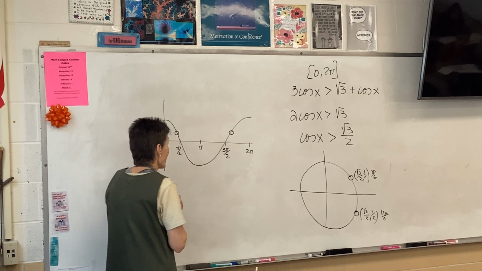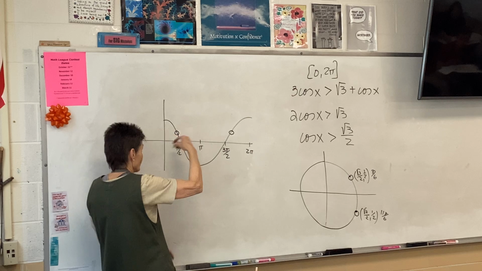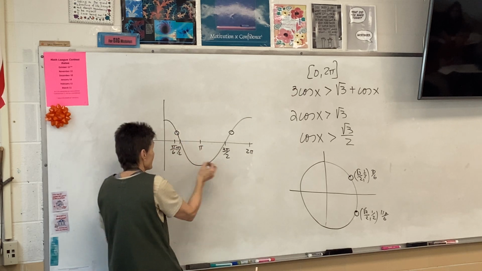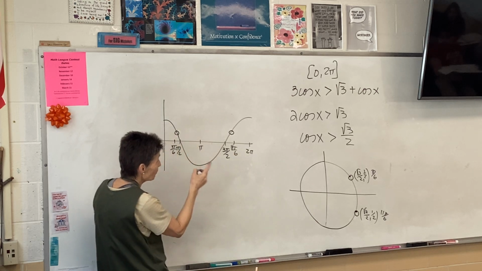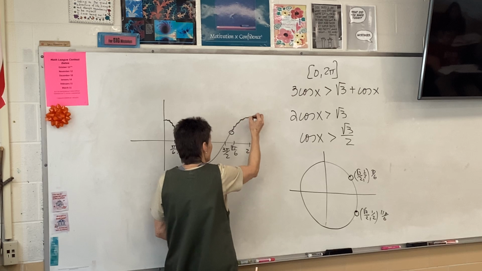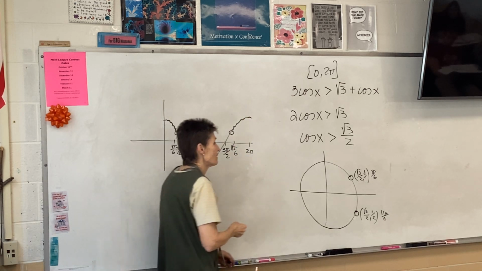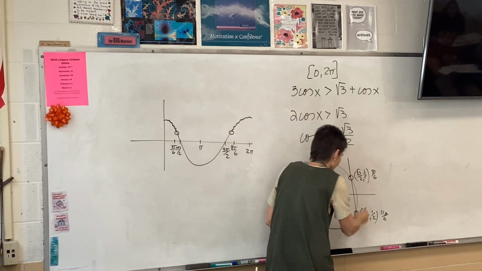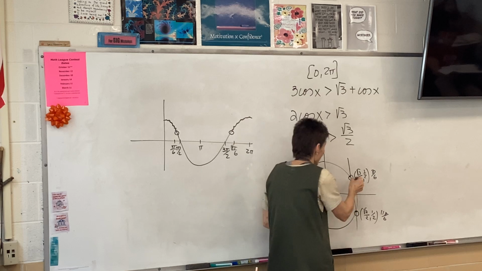So if I am graphing on my regular cosine curve, here's pi over 6, here's 11 pi over 6, and I want to be greater than that, so I'm talking about this and this, would you agree with me? Or, if I'm looking at my unit circle, cosine x, I'm looking right here.